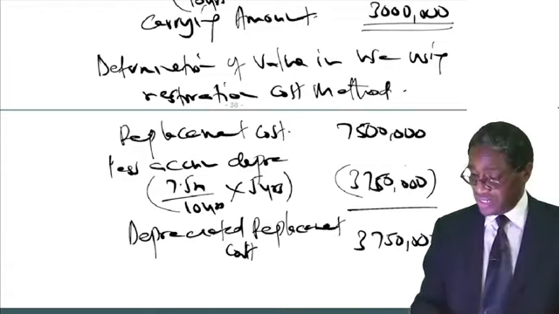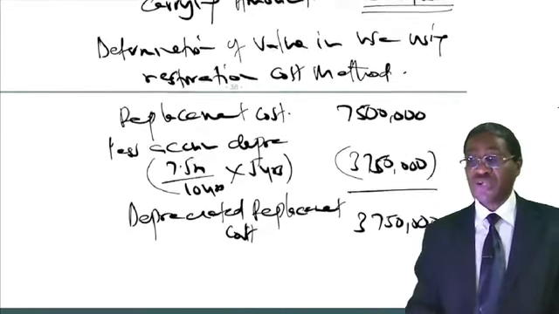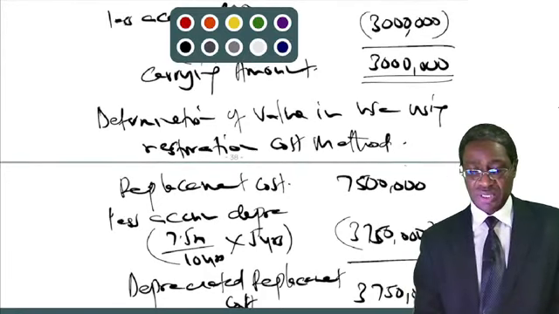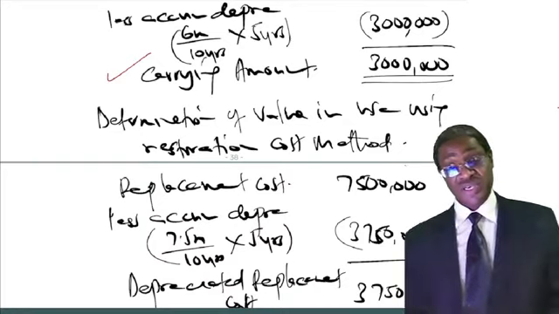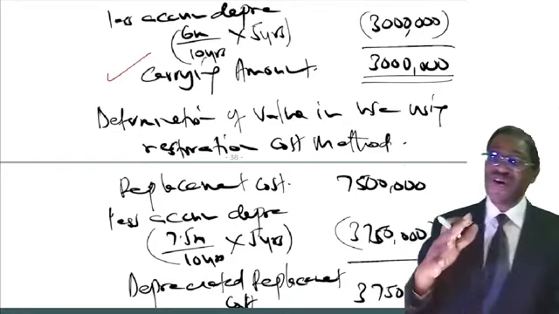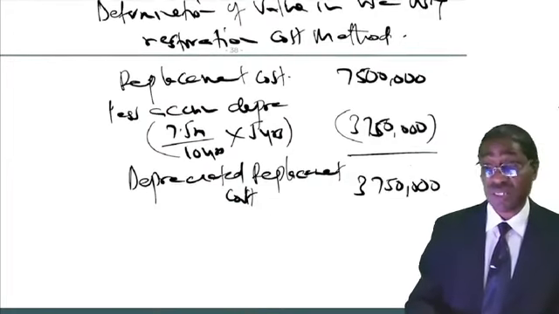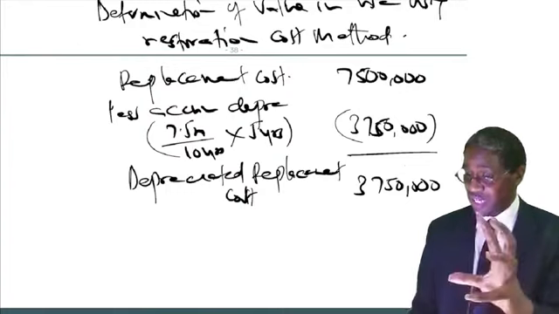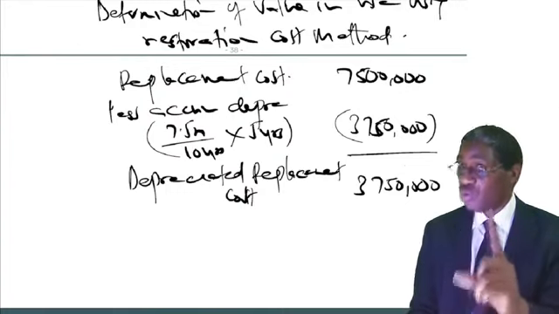Which means, listen, you are comparing the carrying amount of the asset, which is how much? Our carrying amount is 3 million. We want to compare it with the recoverable service amount, which we are concluding is 37 what? 37.50. So has it suffered? The answer is automatically no.